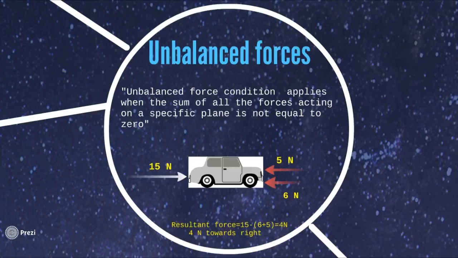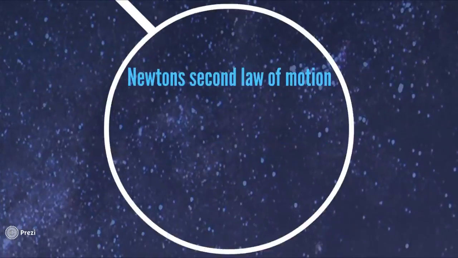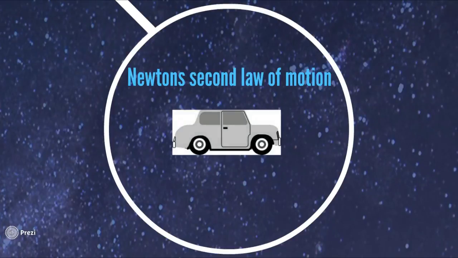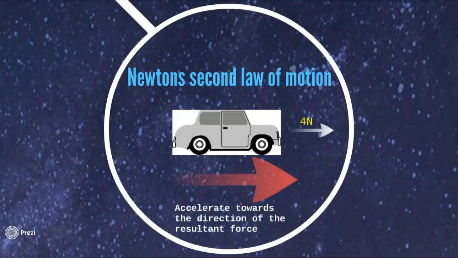What happens when there is an unbalanced condition like this? According to Newton's second law of motion, when there is a resultant force, as in our case it's towards the right of 4 Newton, there will be an acceleration of the object.